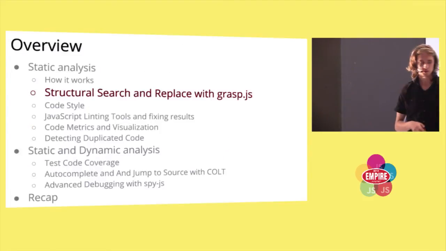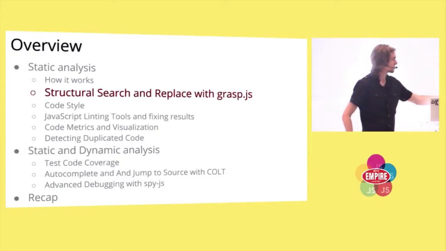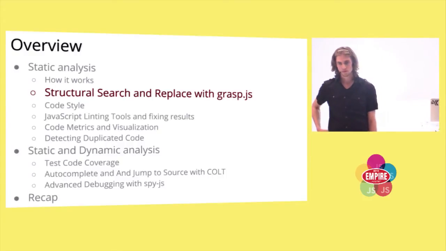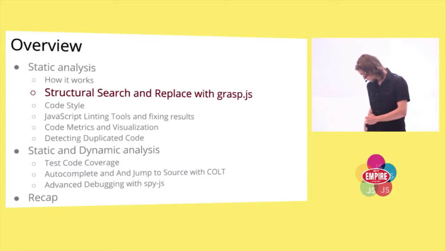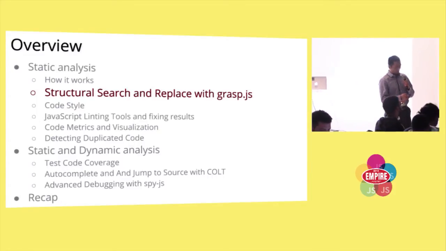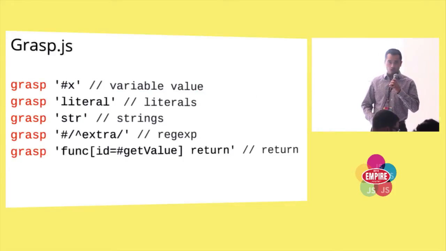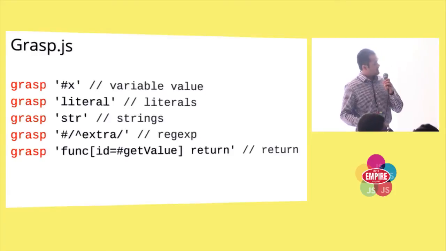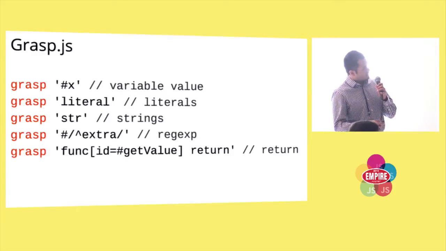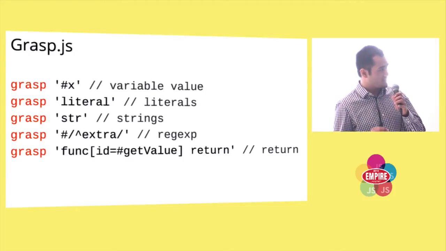A tool exists which allows us to do this from the command line. It's called grasp.js. What grasp does is it offers us a little higher level, more structured query language. And for all the cases that Kirill just mentioned, let's see what they look like. Here, the first one is I'm capturing all variable instances. Second one, literal, and so on. The last one here is the one Kirill just mentioned. So I'm trying to capture all the return statements of all functions whose name happens to be getID.